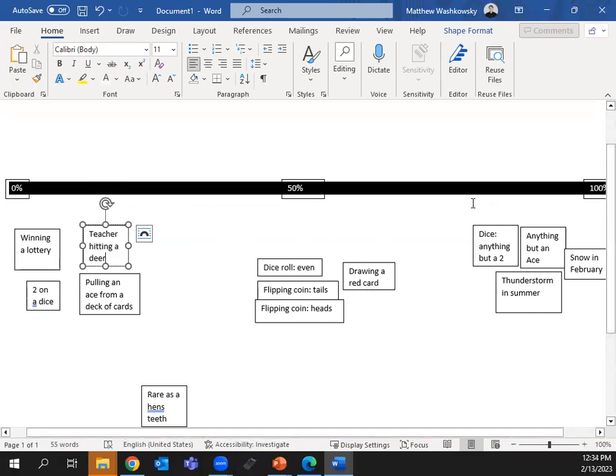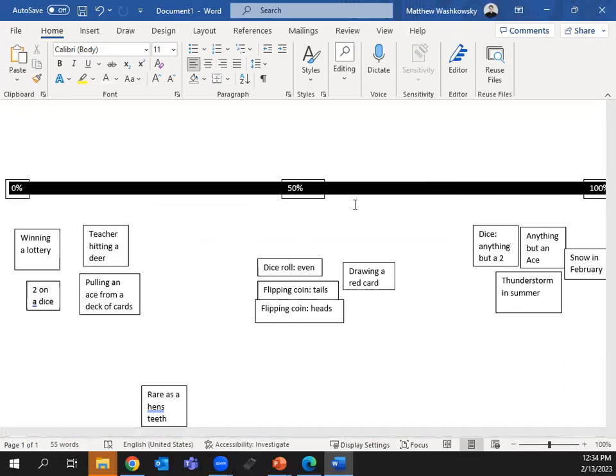If I said, hey, we're probably going to have a test on Thursday, you would probably put it closer to 100% than 0%, right? You'd put it on this right half because I said it's probably going to happen. So we use this type of language every day for different types of situations. Now I want you to try to imagine a situation with your quotes and place that where you think it could be.